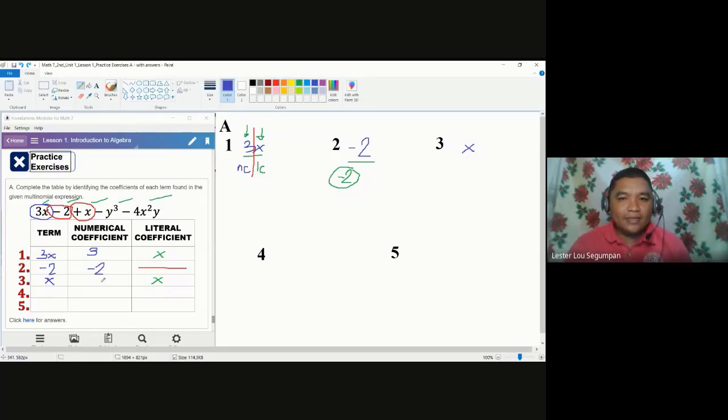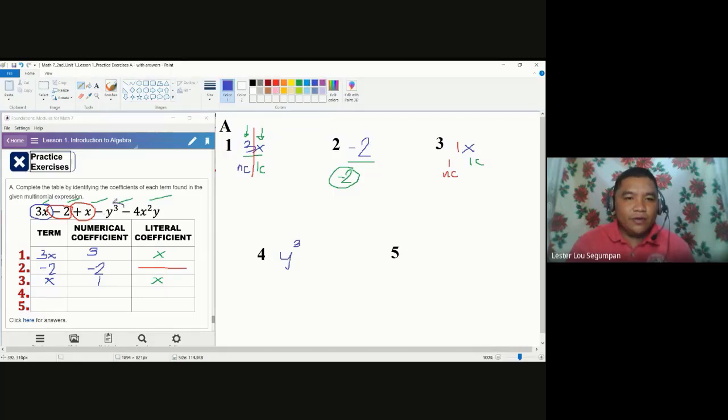So we place it here in the table. Again, we acknowledge that there is 1 here. So 1 becomes your numerical coefficient and x becomes your literal coefficient. Okay. Now, number 4. Number 4, the term is y cubed, but we take the sign before it.